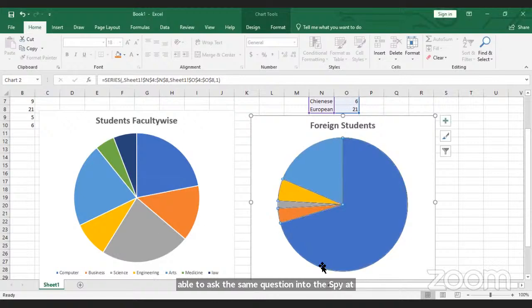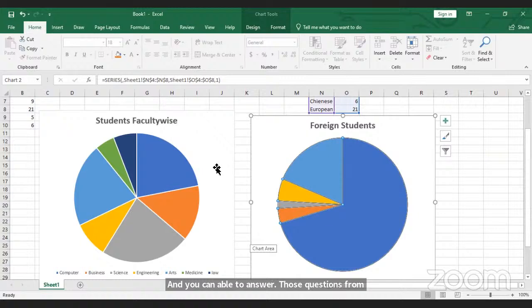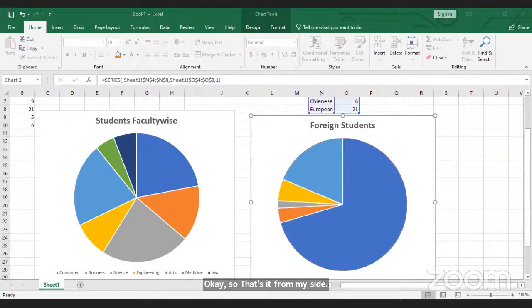So a pie chart and a table have the same information, but the question remains the same, and you can answer those questions from this pie chart. Okay, so that's it from my side. If you have any question or suggestion, you are always welcome. Okay, so just tell me now. From my side it is over.